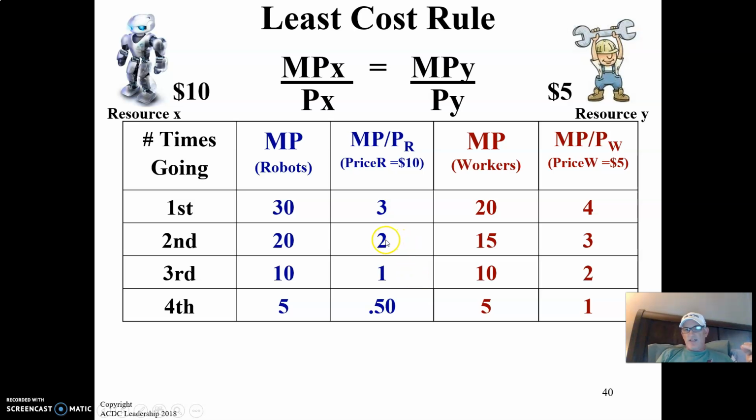What are we going to purchase next? 2 and 2, right? Because he gets us 2 units per dollar, 2 units per dollar, and then that costs us another $5.